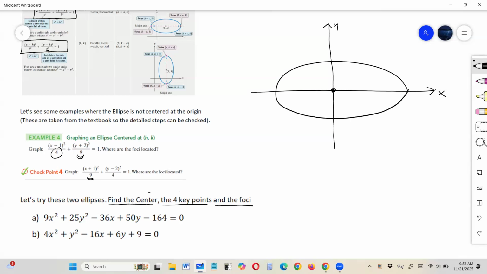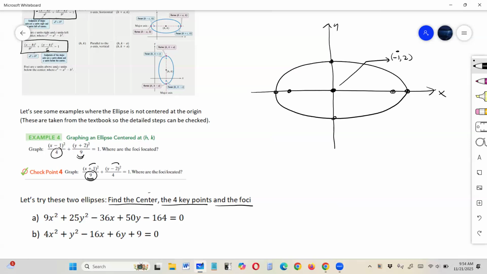Okay, so here's the center. Here are the two vertices. Here are the foci. And here are the minor vertices. So we find the center first. The center is (-1, 2). So it's just like the circle, we flip the signs of h and k. Okay, so here's my center. And now I'm going to find the vertices, which are square root of 9 units away from the center. Okay, so this is obviously affecting the x coordinates.